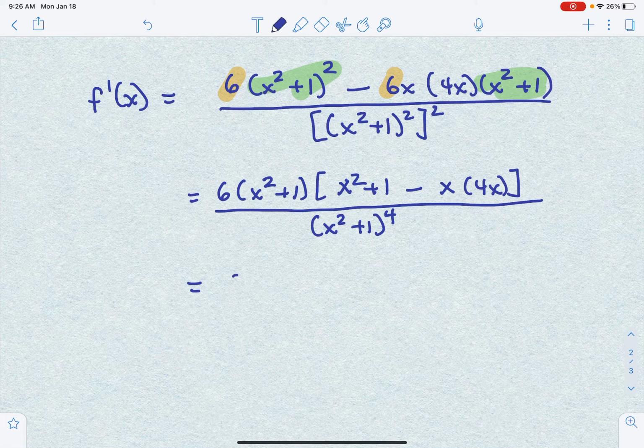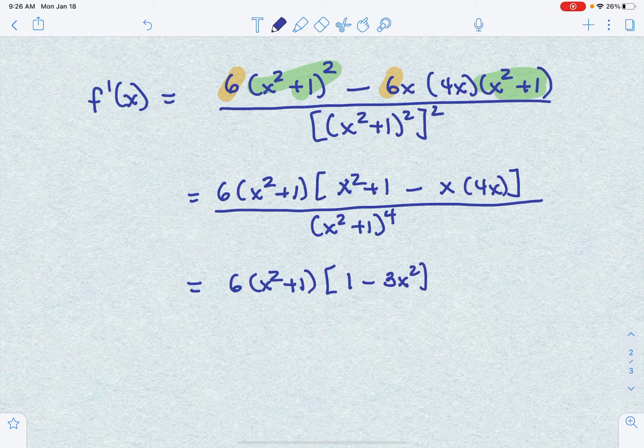So now this is going to be 6 times x squared plus 1. Now, what's in the brackets? Well, we have x squared plus 1 minus 4x squared. So that's 1 minus 3x squared all over x squared plus 1 to the 4th.